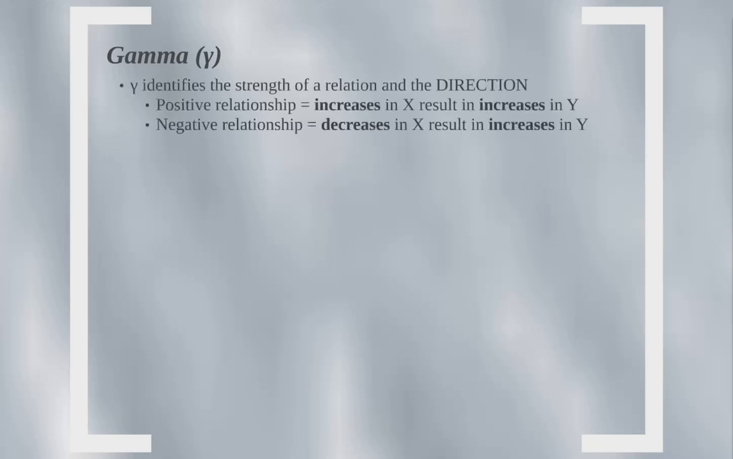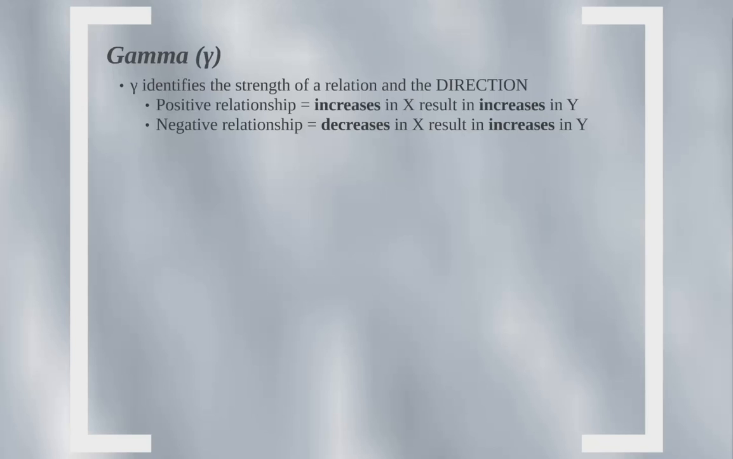Just a quick note, I'm using slightly different notation than the book uses with some of these. If I see a Greek letter, I typically will use that Greek letter as the representation of that statistic. So in this case, gamma is going to be represented for me by the letter gamma. So just to note, so you're not confused if it's different from your book. What gamma does is identify the strength of a relationship, but it also identifies the direction of the relationship. And this is really important, and this can actually be confusing for some people.